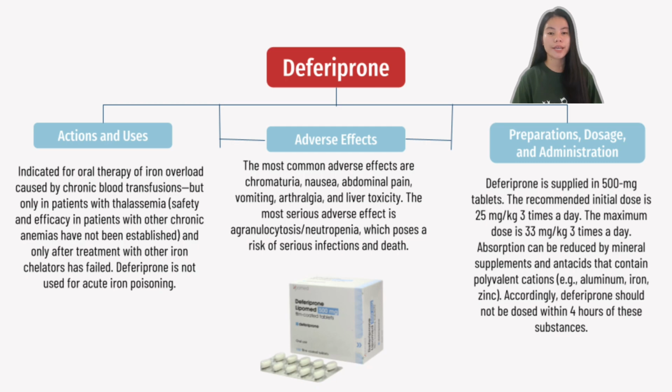Deferiprone is supplied in 500 milligram tablets. The recommended initial dose is 25 milligrams per kilogram 3 times a day. The maximum dose is 33 milligrams per kilogram 3 times a day. Absorption can be reduced by mineral supplements and antacids that contain polyvalent cations such as aluminum, iron, and zinc. Accordingly, Deferiprone should not be dosed within 4 hours of these substances.